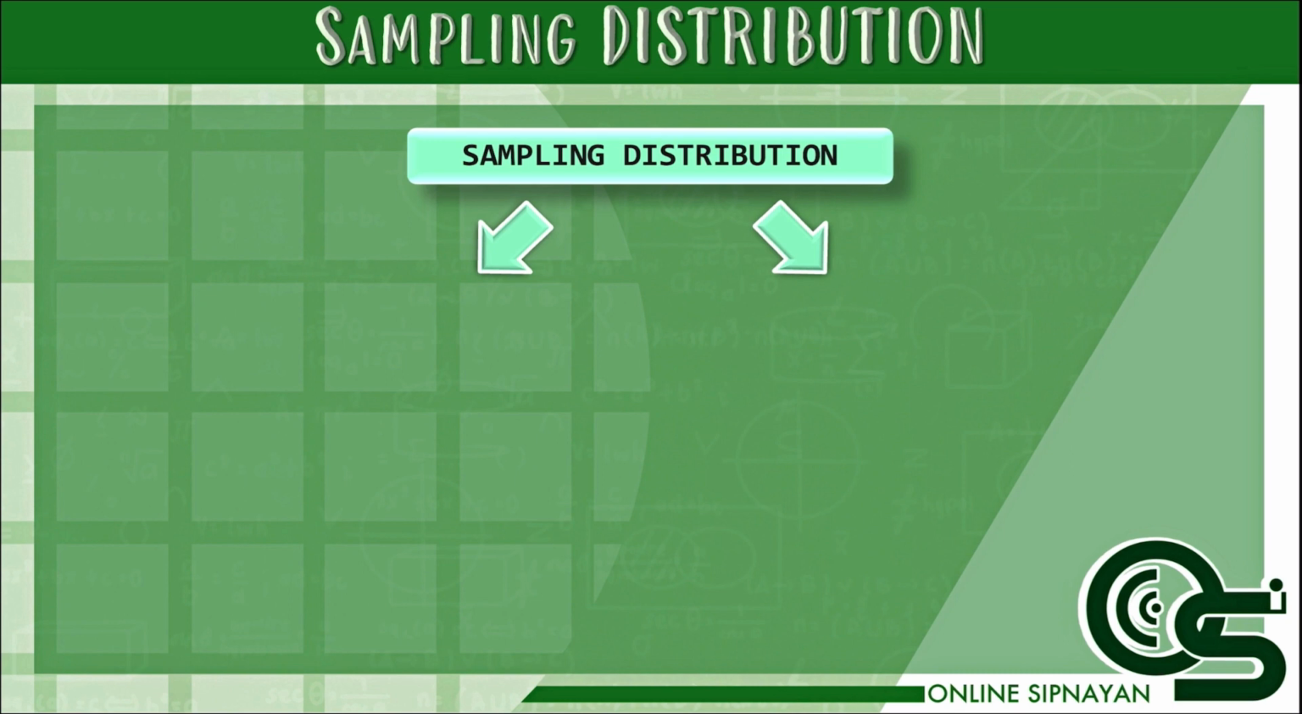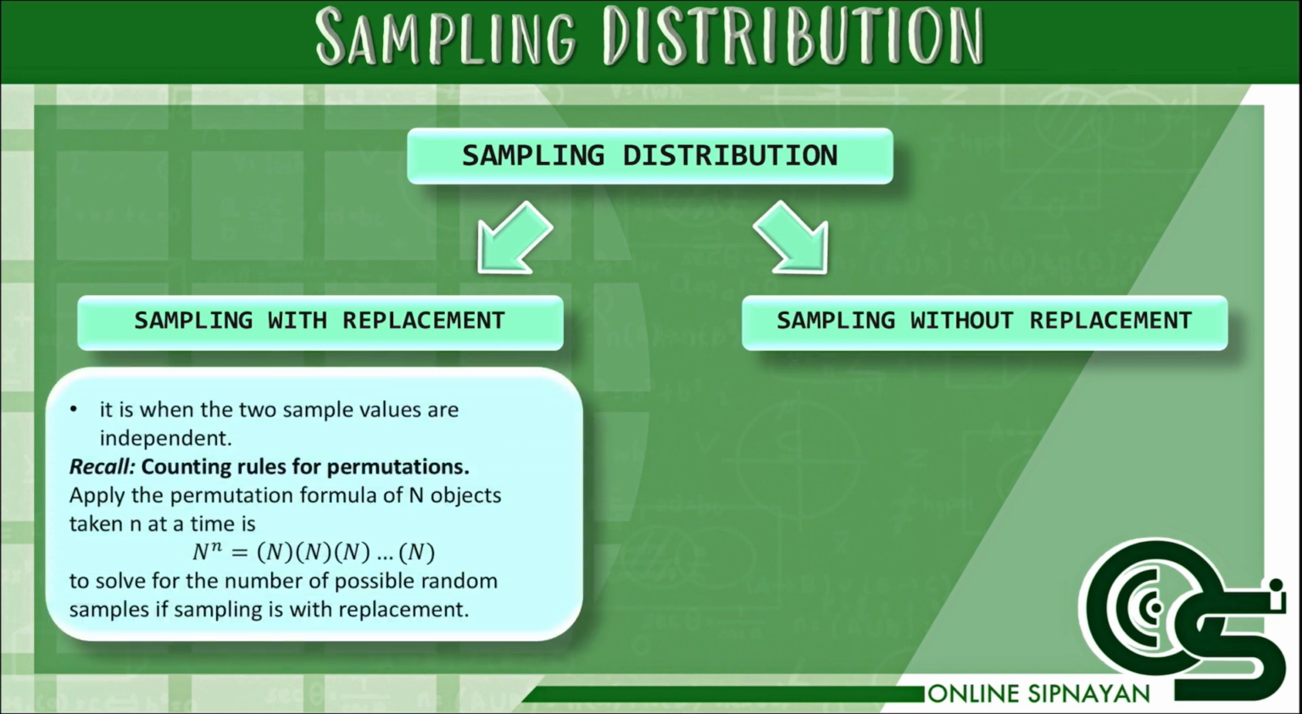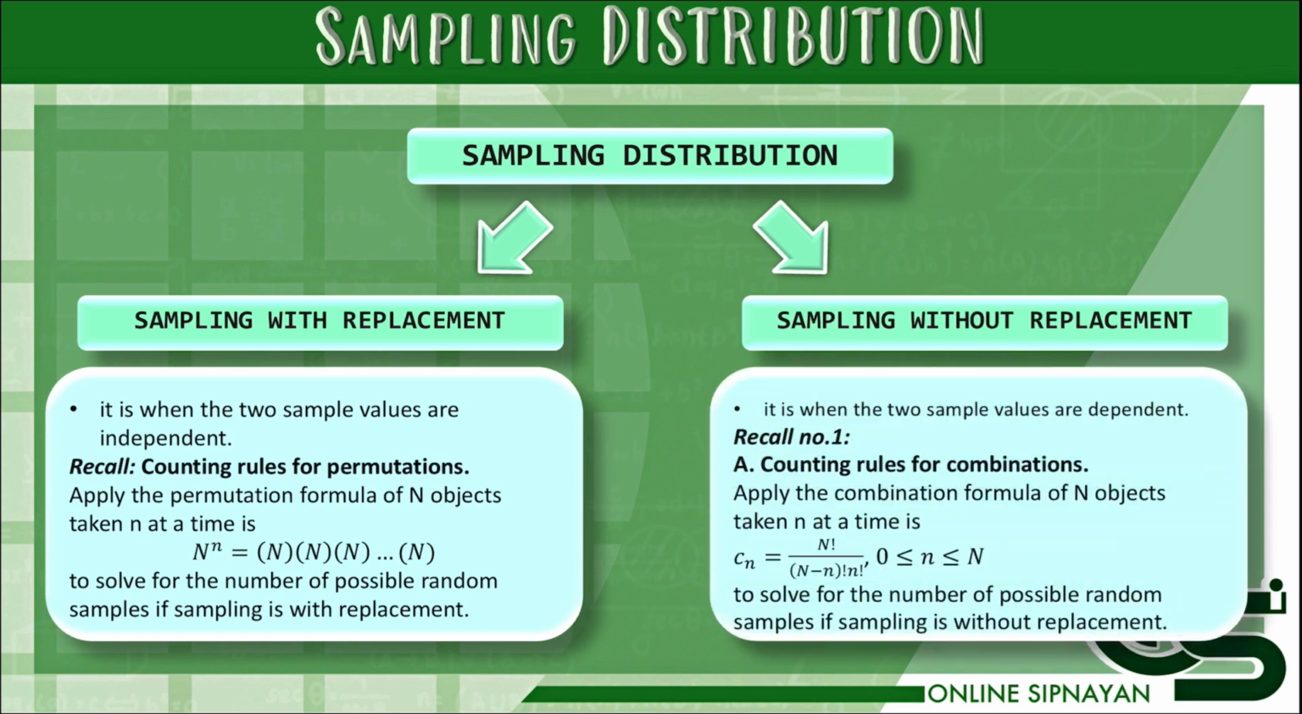Sampling distribution is generally the probability distribution of a sample statistic from the population data. It can be applied in two ways. First is sampling with replacement, and second is sampling without replacement. When we are talking about sampling with replacement, it means that the two samples are independent, which means that we are going to use the counting rules for permutations. And when we are talking about without replacement, it means that the sample values are dependent. We are going to use the counting rules for combinations.